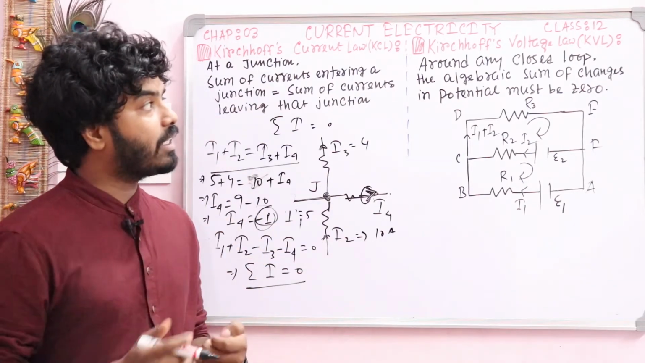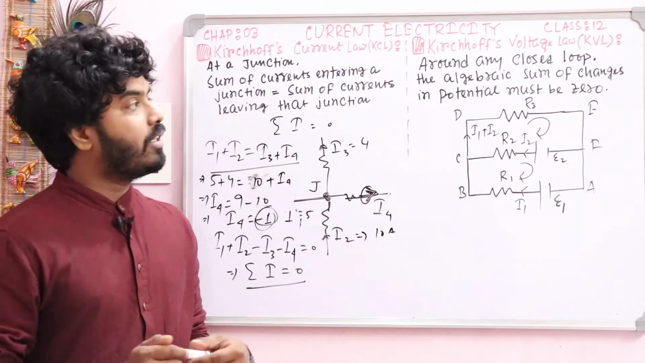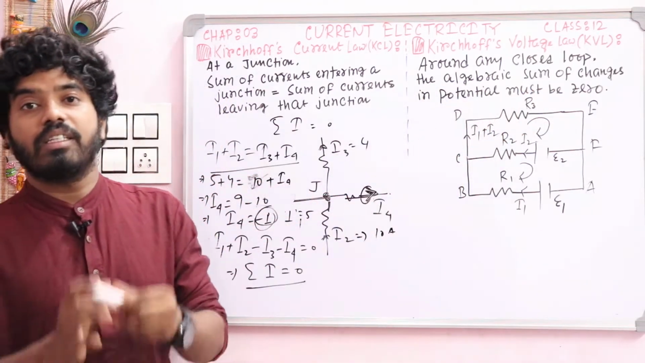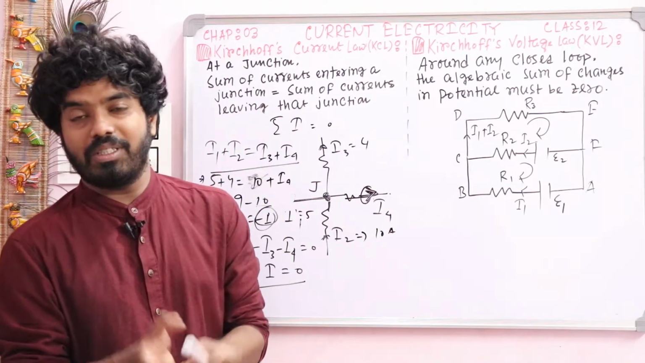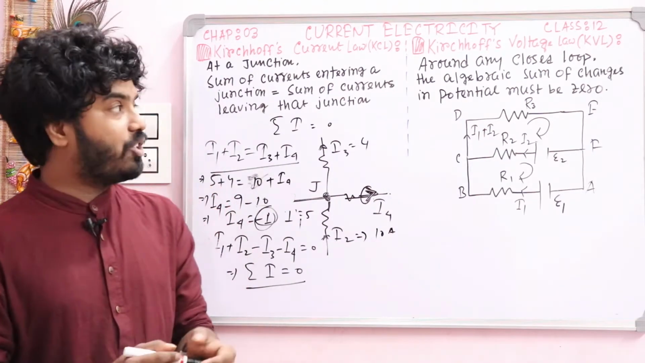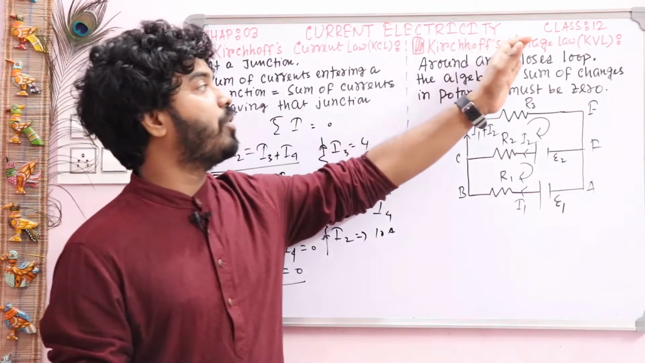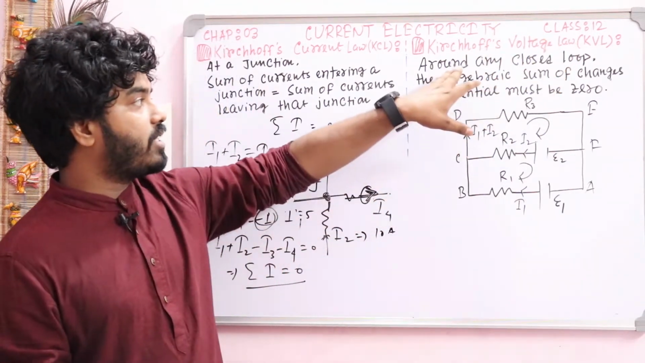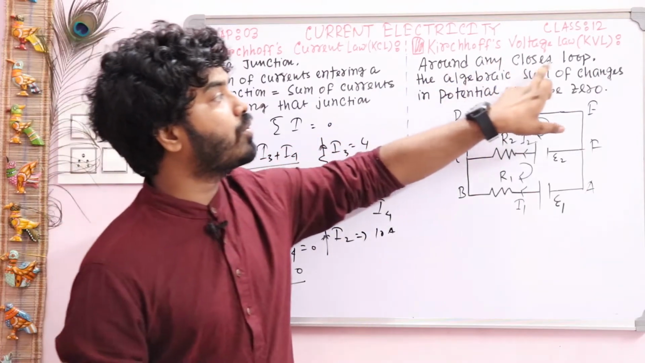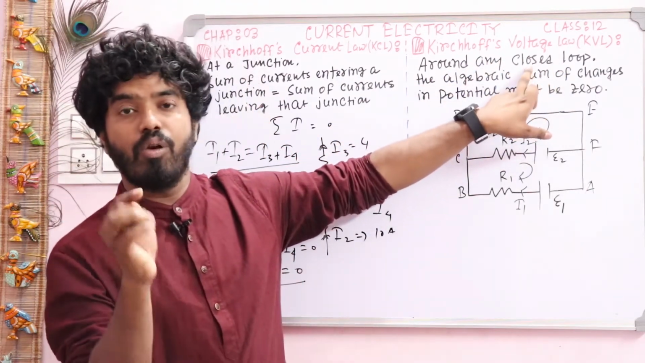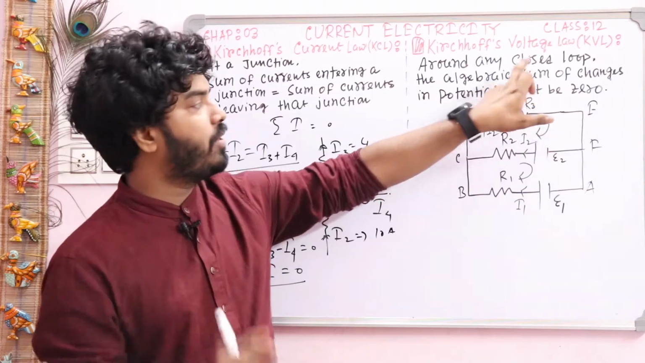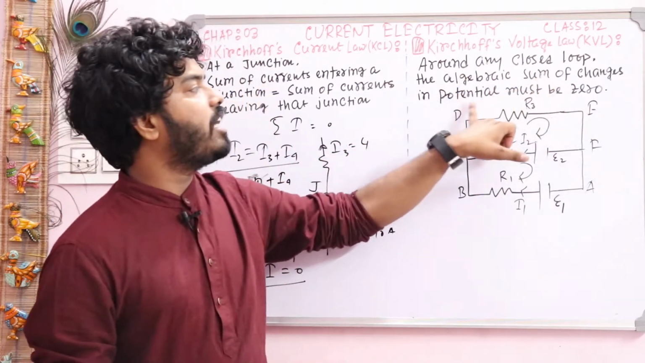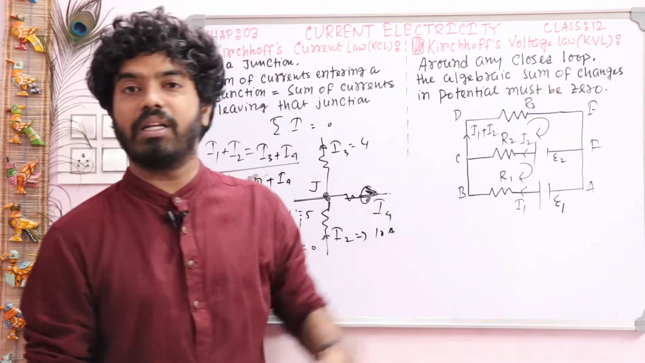Now another part, that is Kirchhoff's second law, Kirchhoff's voltage law, or it is called the loop rule, or in short form we can write KVL. According to this law, the statement is this: around any closed loop, this point is important, the loop must be closed, the algebraic sum of changes in potential must be equal.